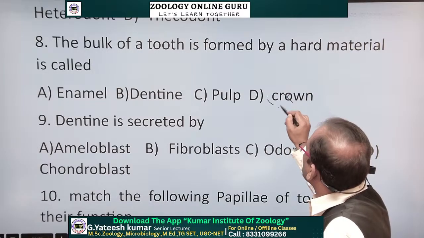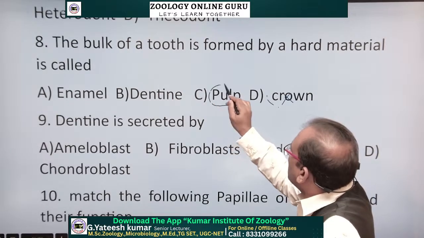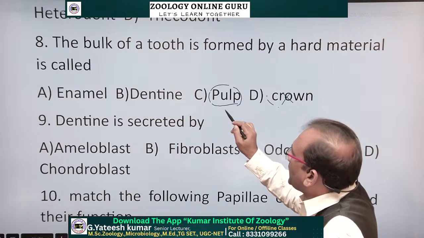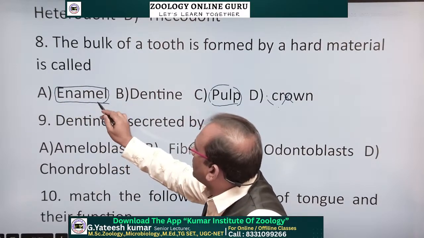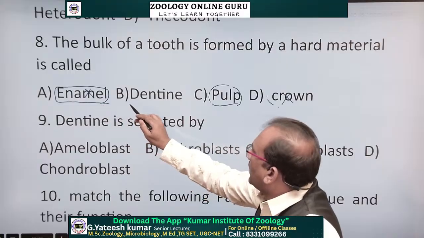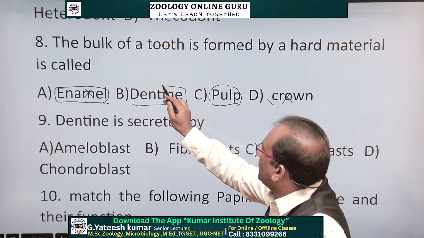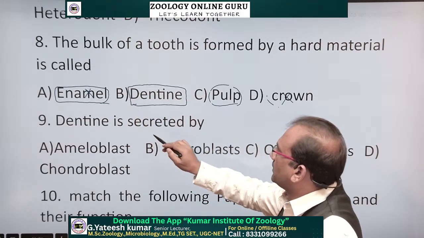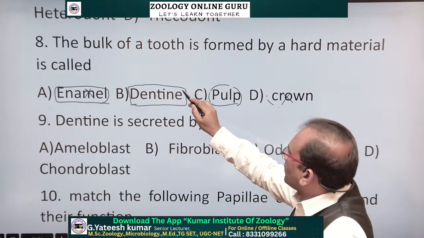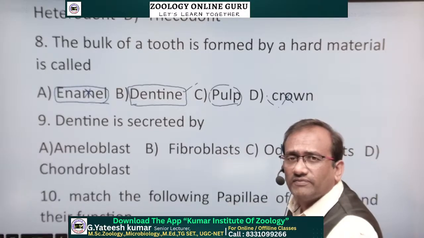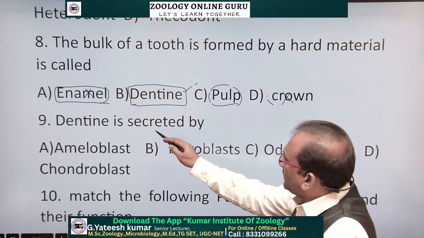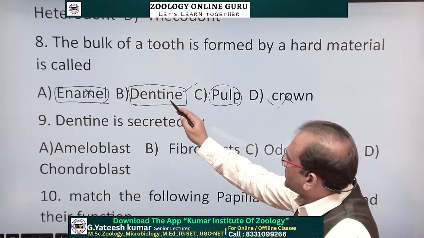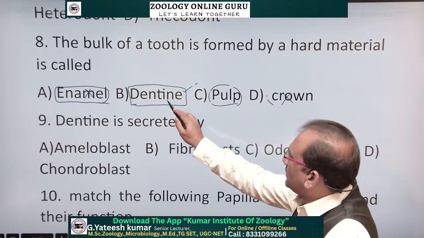So crown is not the answer. Pulp is the inner whole cavity, called the pulp cavity. The outermost covering is called enamel, so that is not the answer either. The tooth is made up of a very strong material called dentine, which is the answer for this question.